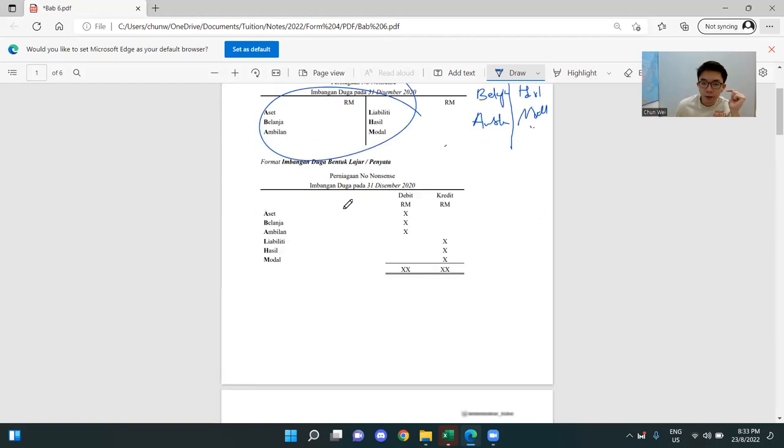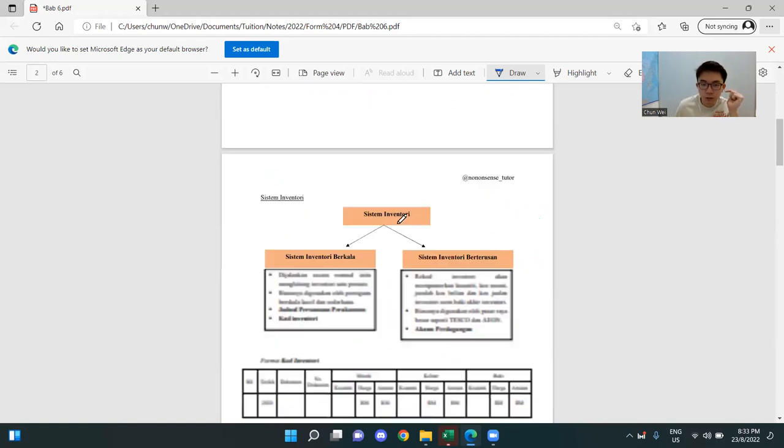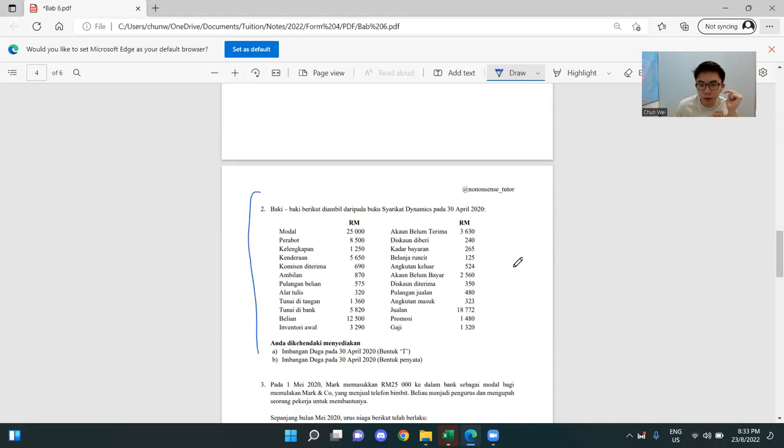And then in the imbangan duga question, what we have seen is the first type of question for imbangan duga is telus straight away type of question. Macam ni. Okay, very straightforward, isn't it? So they give you all the maklumat, the informasi, and then from here you straight away do the imbangan duga. All right, so this is like straightforward question, very easy.